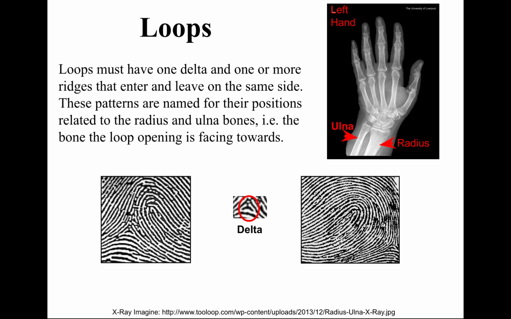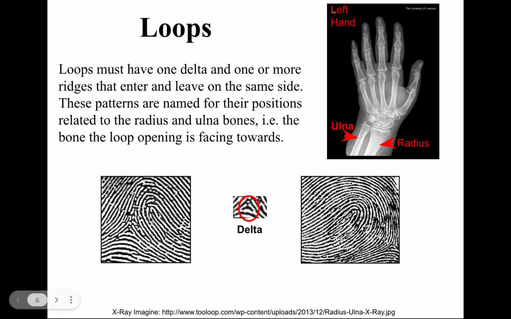So these patterns are named for their positions related to the radius and ulna bone in your forearm. So if you were to hold out your hand, this is showing the left hand, the radius bone is going to be closest to your thumb side, and the ulna bone is the bone that's on your pinky side. And that's how we will classify these loops, as either ulnar loops or radial loops.